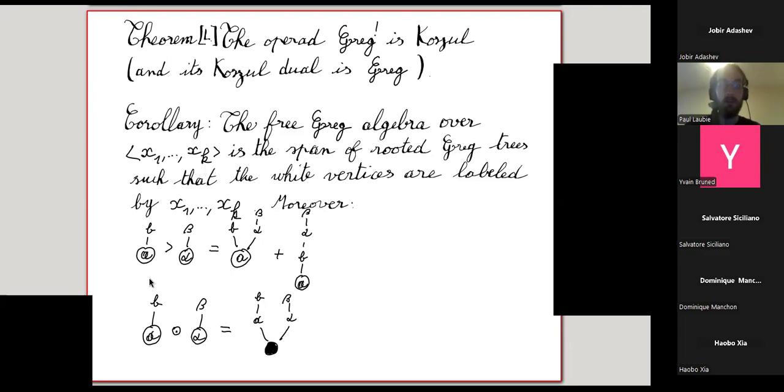And moreover, the operation is given by the grafting, and the new commutative product is given by attaching the two trees to a new black root. Is there a question about this construction? Okay.